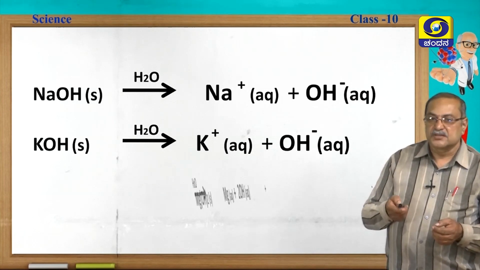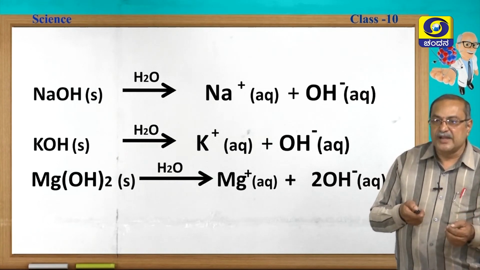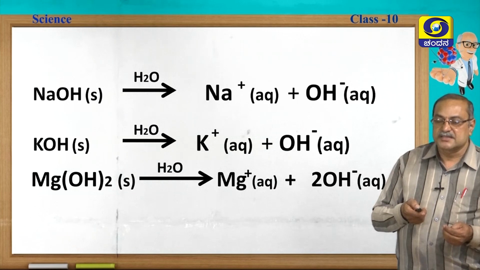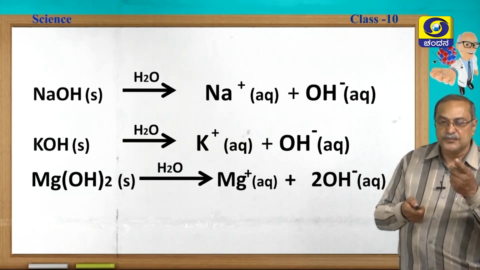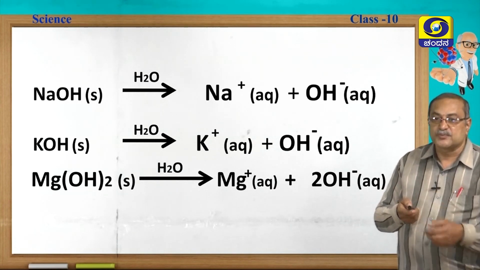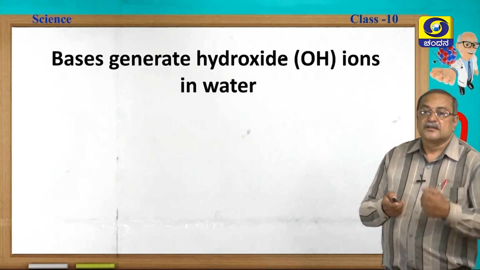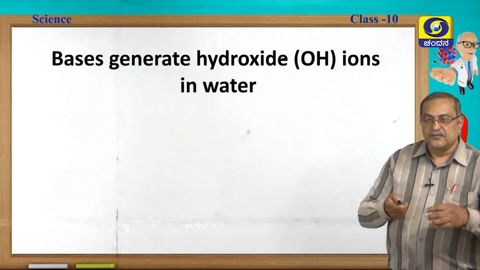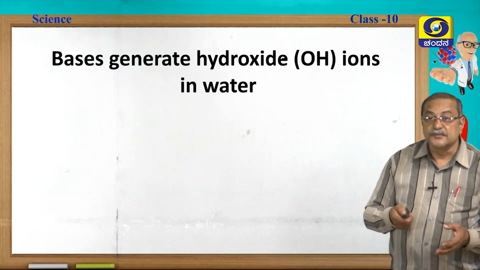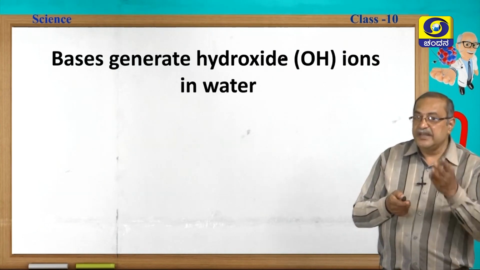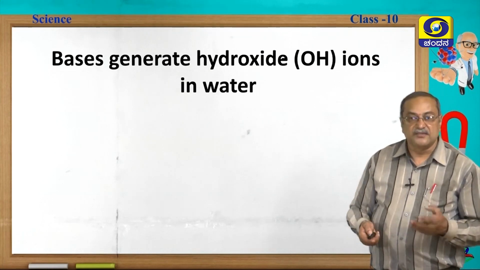When you come to magnesium hydroxide, Mg(OH)2, in water it dissociates into Mg 2 plus and 2 OH minus ions. So, these are the reactions that take place, the changes that take place in water. Usually, bases generate hydroxide ions in water.